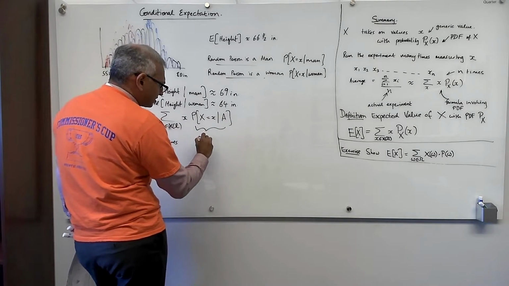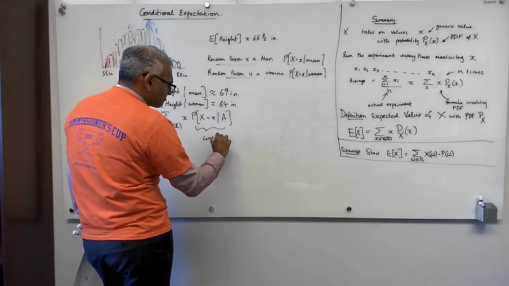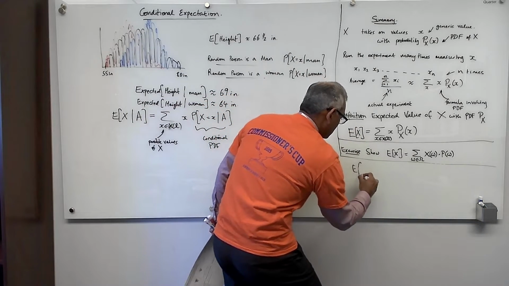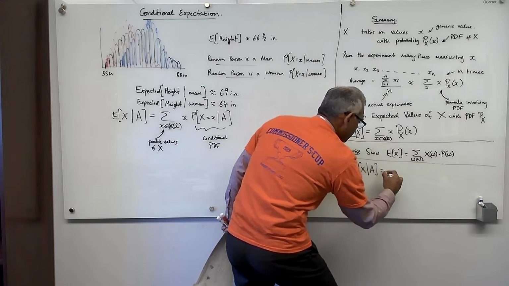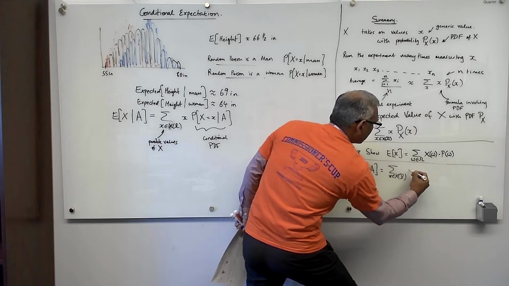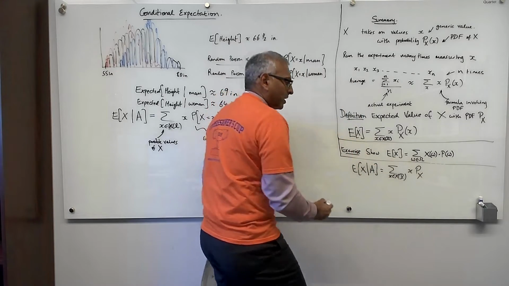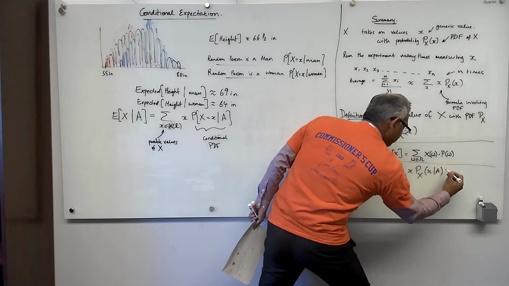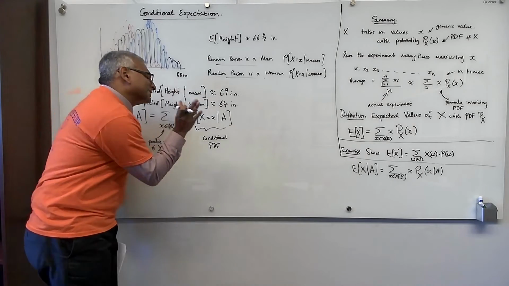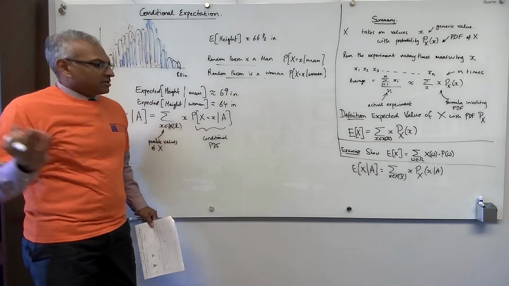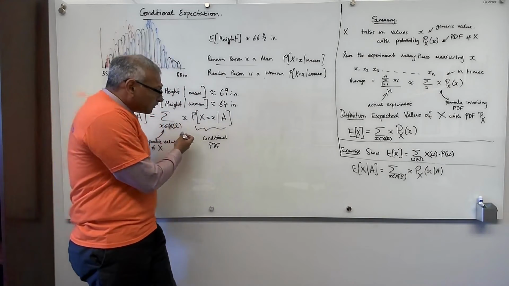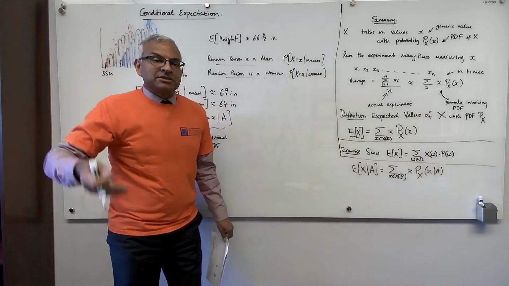That's the only change. This is called the conditional PDF. So I'll write that down. I'll summarize that here. The expected value of X given A is equal to the sum over the possible values x in X of omega of x times the probability distribution function for X given A. So you compute conditional probabilities, then weight the possible outcomes by those conditional probabilities and sum, and you get the expected value. Because when you update a probability, that's what you do. You update a probability, so you're computing the expected value with respect to the updated probabilities.